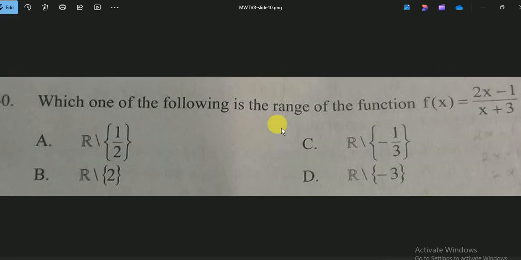Last problem. Which one of the following is the range of the function f of x equals x minus 1 over x plus 3? Maybe among all the problems we saw in this video, this may be relatively more or the most challenging.